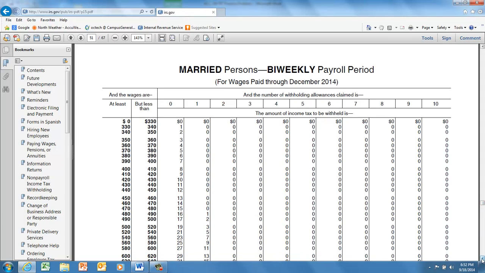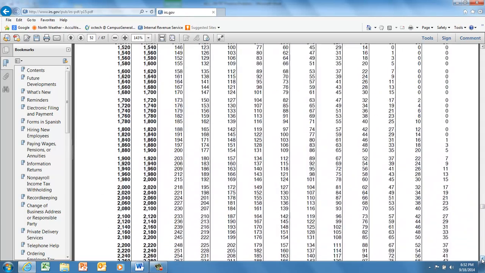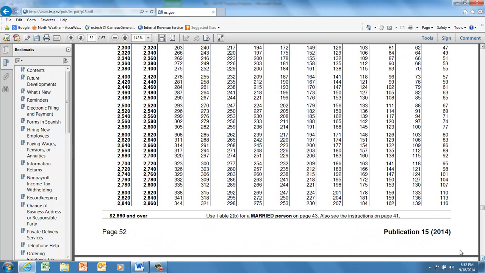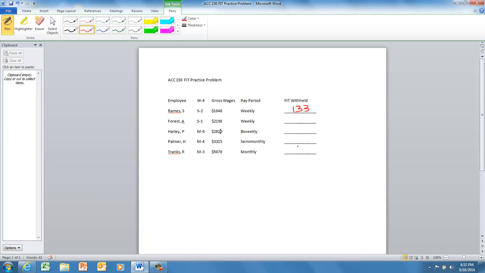So let's take a look for the 2,810. Here we go. 2,810 fits in between 2,800 and 2,820. Then this is 0, 1, 2, 3, 4, 5. The 7th column is the 6 allowances, and we have $201 there. So we go back, and we're going to put in $201 for P. Harley.